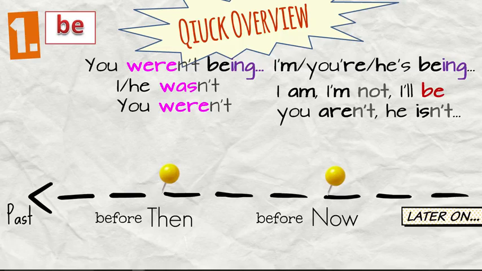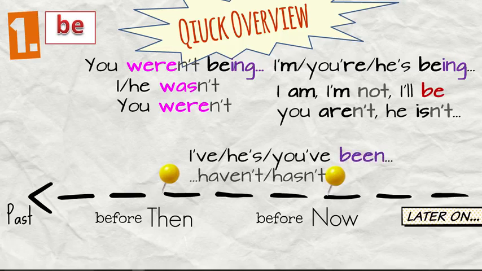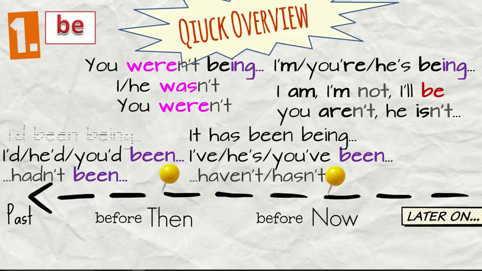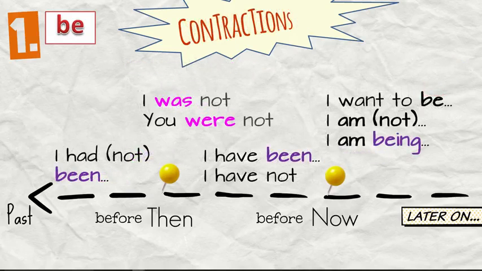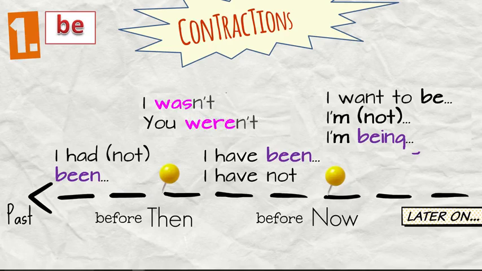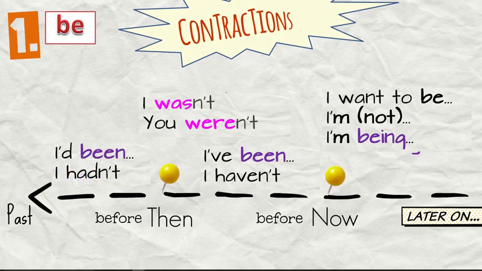Then we have I've been, he's been, you've been, or the negative I haven't, hasn't been, and I'd been, he'd been, you'd been, and the negative hadn't been. We also have the form, for example, we say it has been being or I'd been being, but these are not very common. Still, we have to mention them here. Very important are contractions. So I am is I'm, or the negative I was not, you were not, it's I wasn't, you weren't, or I have been, I've been, I had been, I'd been.